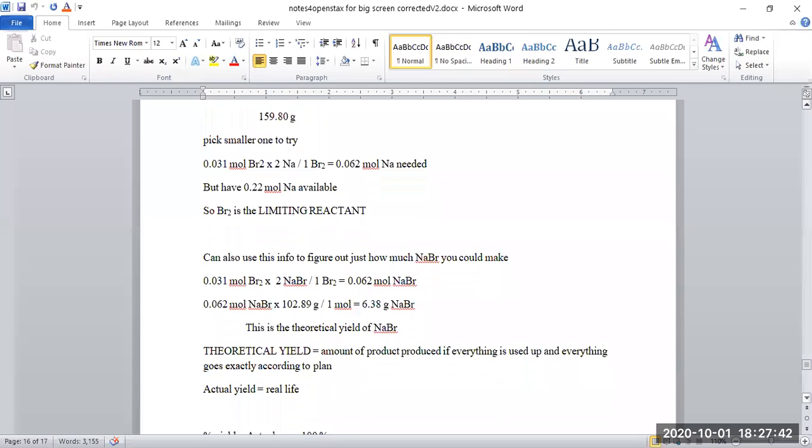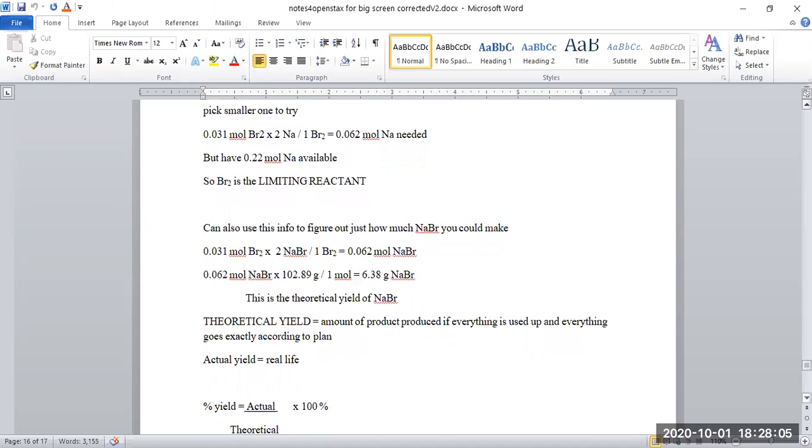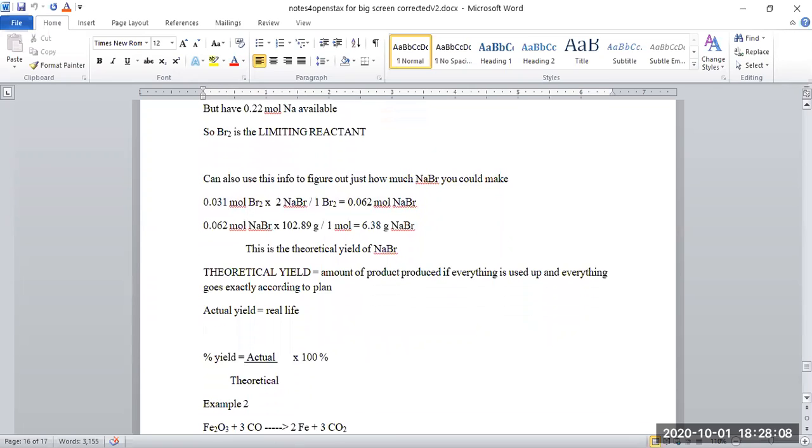Theoretical yield makes an assumption which is seldom true. Theoretical yield is kind of this idea of everything worked exactly the way it was supposed to, and everything got used up, and nothing got stuck to the bowl. It's the perfect scenario. Actual yield is real life. Percent yield is the ratio: actual over theoretical. And because it's a percent, we've got to multiply by 100.